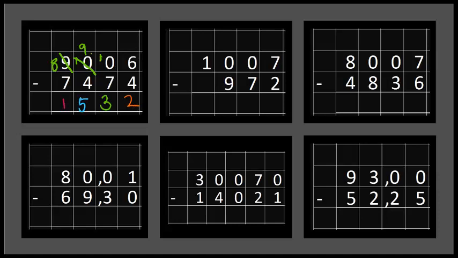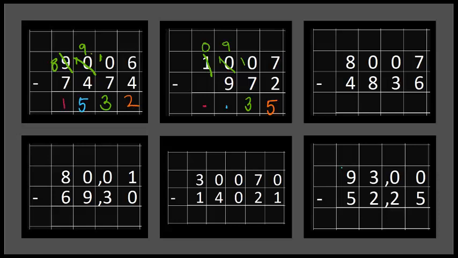Next question. 1007 minus 972. 7 minus 2 is 5. 0. Oh, I need to borrow. I can't borrow from 0, so I need to borrow from the 1. This 1 becomes 0. That's a 10. This 10 becomes 9. That's a 10. 10 minus 7 is 3. Then 9 minus 9 is nothing. And that is nothing. My answer is 35.